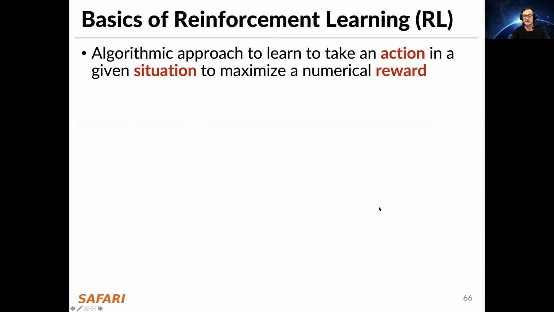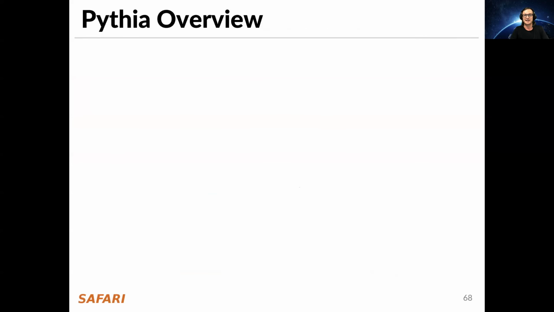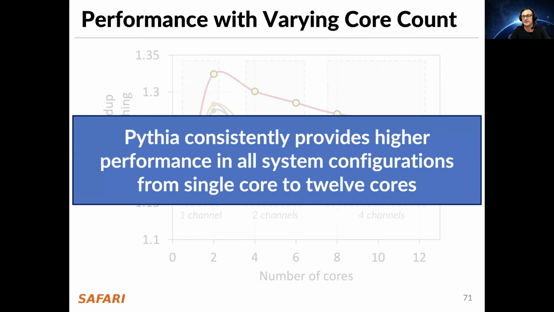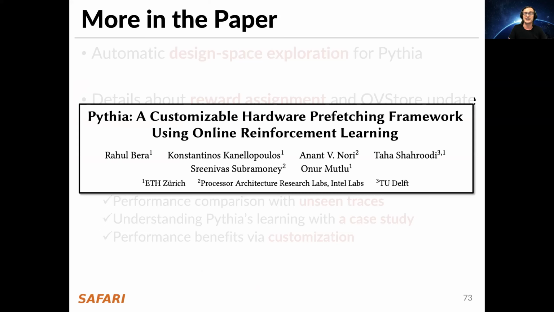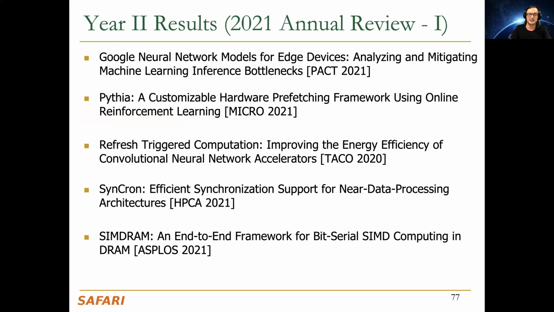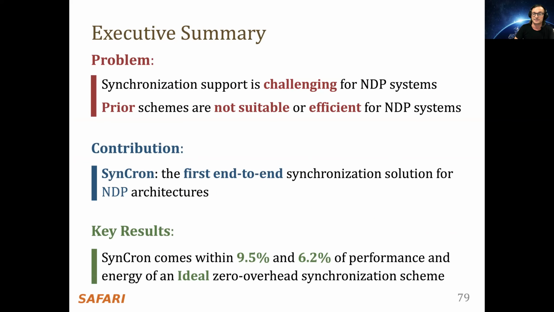Again, I'm not going to talk about this in detail because Rahul is going to talk more about this, as I mentioned. Okay, I'm just going to go through the slides basically that hopefully will give you an overview, and Rahul will take over. Basically, the takeaway is that reinforcement learning in a prefetcher gives you significant performance benefits the way we design Pythia. Okay, next, I'm not going to talk about the refresh triggered computation. You can find the slides for it and also the paper. SynCron, as I mentioned, provides efficient synchronization support for near data processing architectures. This synchronization is very important for large-scale machine learning applications, especially.